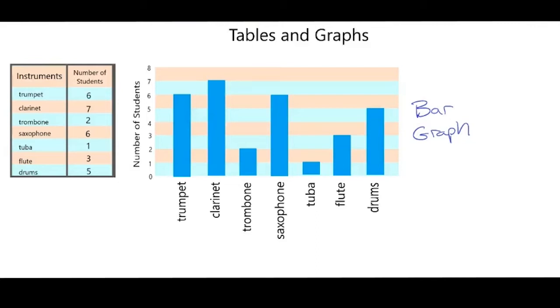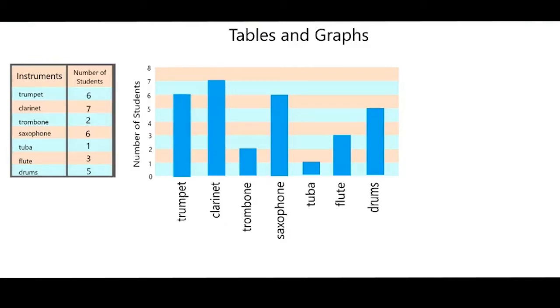For instance, you'll see here that trumpets, there are 6 students who play the trumpet, and here it goes up to 6. And drums, there are 5 students that play the drums, and here on the bar graph, you'll see that there are 5 students that play the drums. So let's use our bar graph and our table to answer some questions, okay?